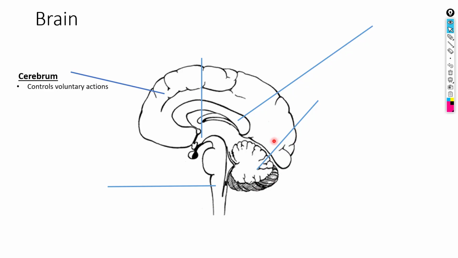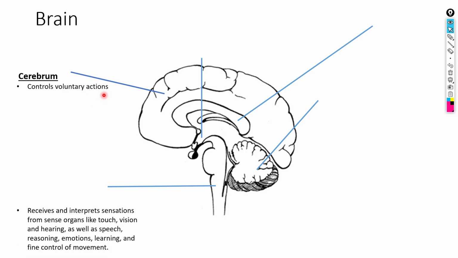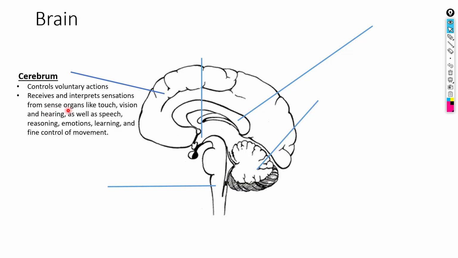The cerebrum, which is the largest part of the brain, controls all voluntary muscular activities, receives and interprets sensations from sense organs like touch, vision, hearing, as well as speech and reasoning, emotions and learning. The fine control of movements is also controlled by the cerebrum. Higher thought processes, memory, and judgment are also controlled by the cerebrum.